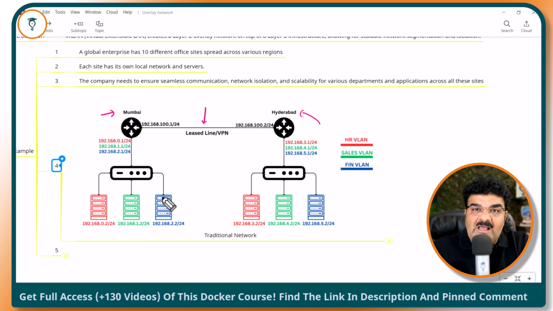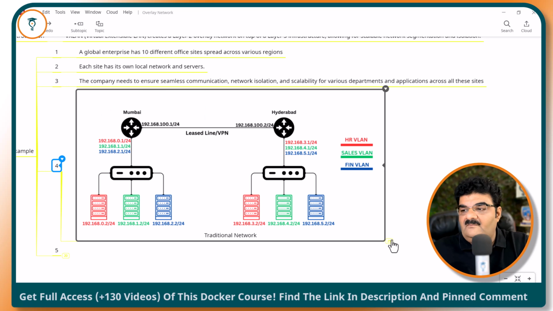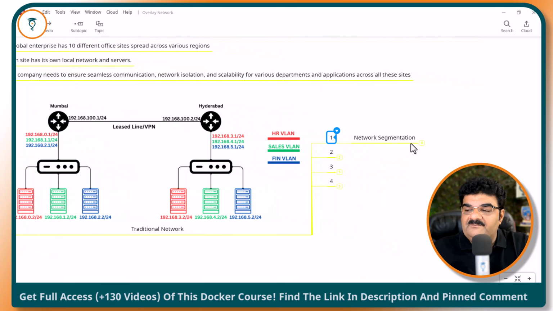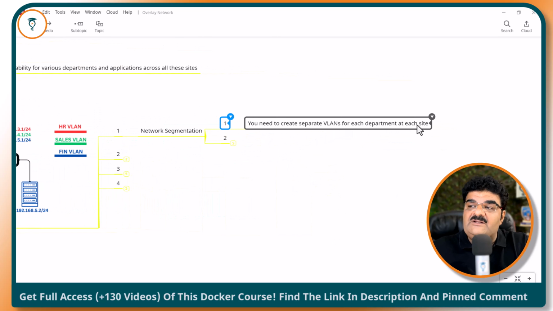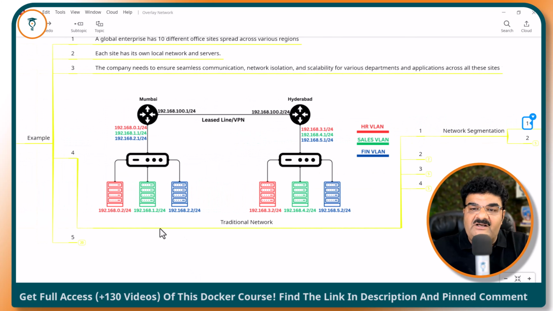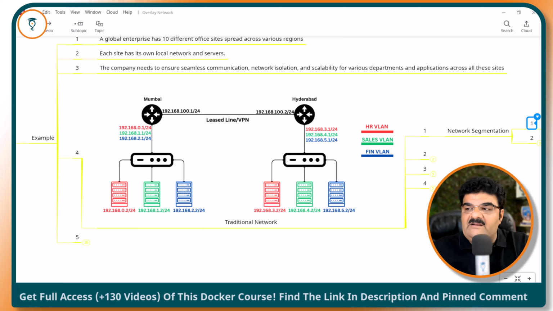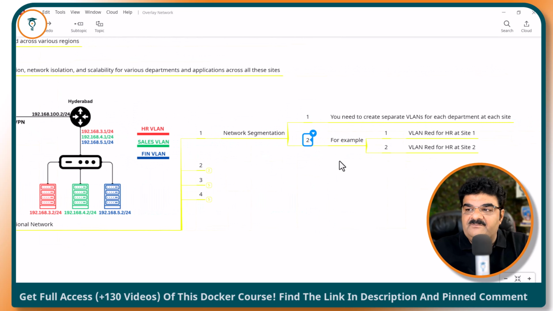Now, if you have multiple sites, let's say 10 or 20 or 100 sites, and you have multiple VLANs as well, setting up this environment will be a complex process. So here, let's understand this using a mind map. Network segmentation: you need to create separate VLAN for each department at each site. So here, you have to create red VLAN, green VLAN and blue VLAN in each and every location. For example, VLAN red for HR at site 1, VLAN red for HR at site 2.